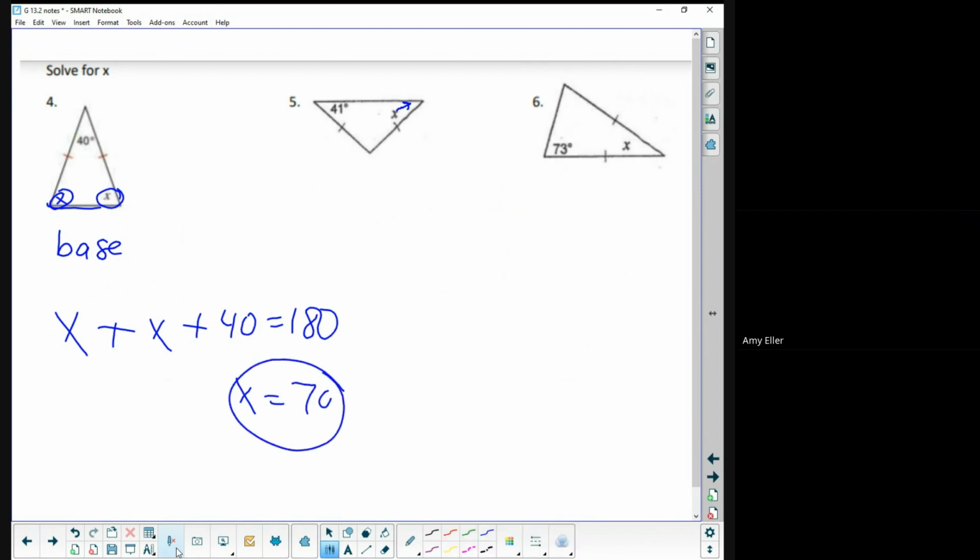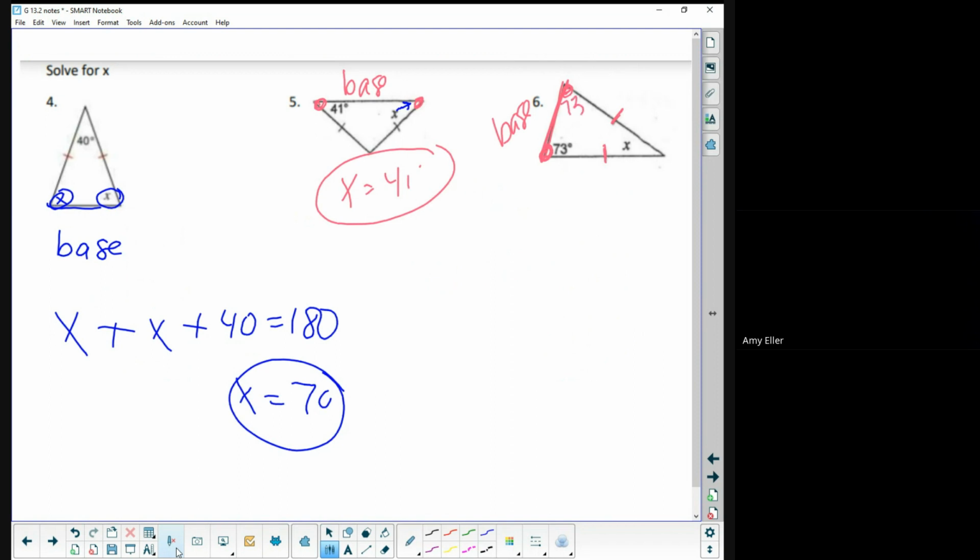Number 5. This is my base, which means my base angles match. So X is also 41. Not much work required there. Number 6, since these are my legs, this is my base. So these two will both be the same at 73.